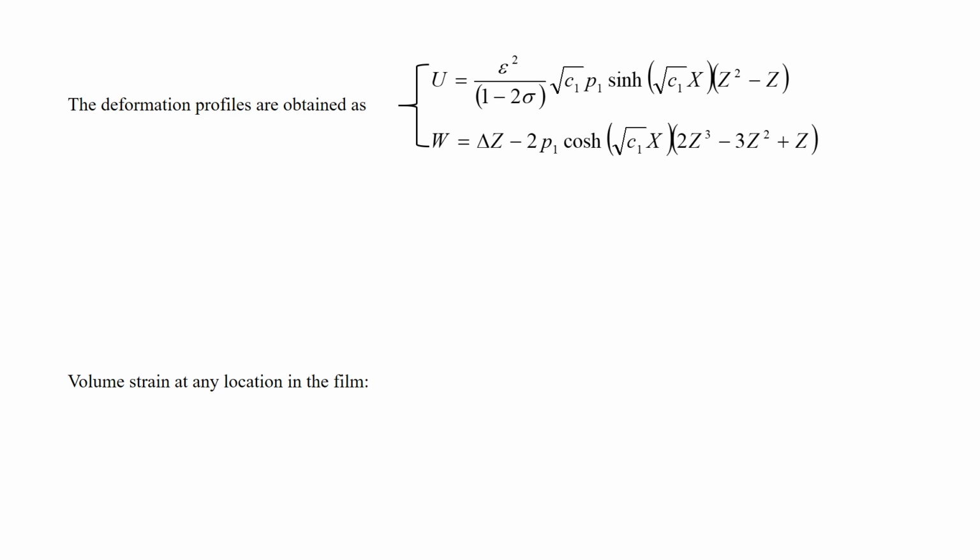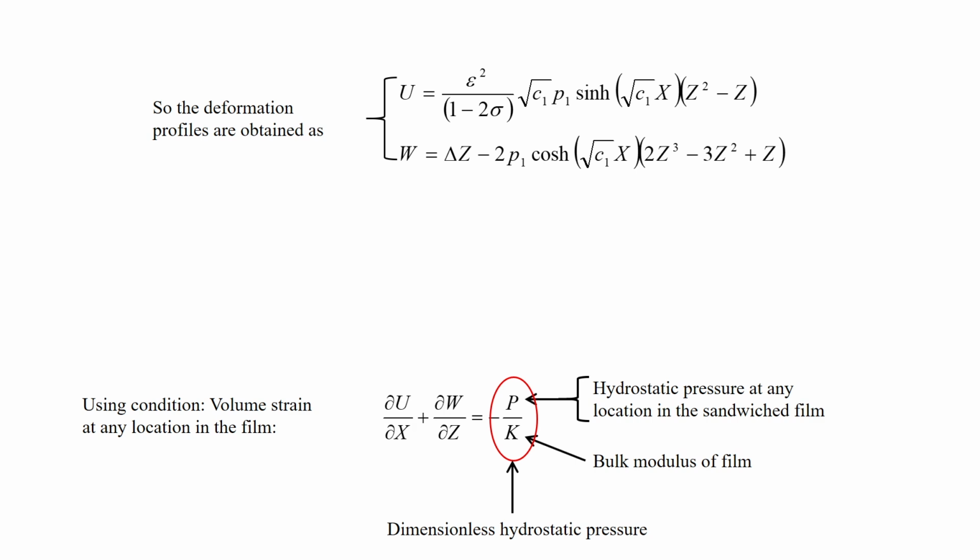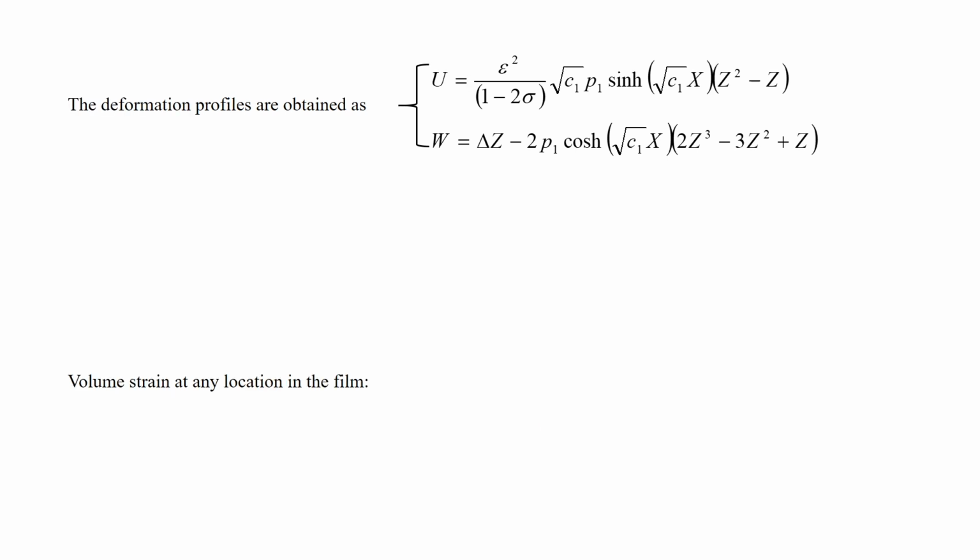Now, the volume strain at any location in the film. So, now we need to obtain del u by del x. That will be equal to epsilon square by 1 minus 2 sigma, square root of C1 into C1. So, it is C1 actually here, and this is cos hyperbolic of square root of C1 into x, z square minus z. The derivative of sine hyperbolic function is directly cos hyperbolic function.